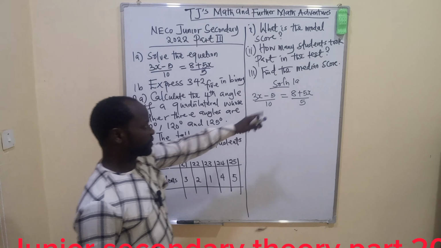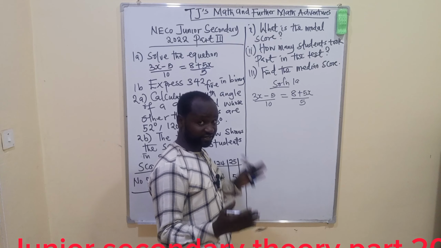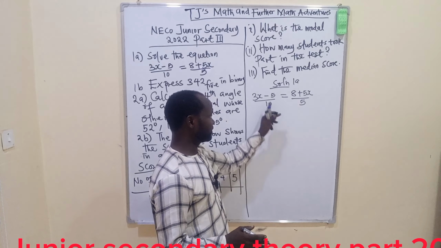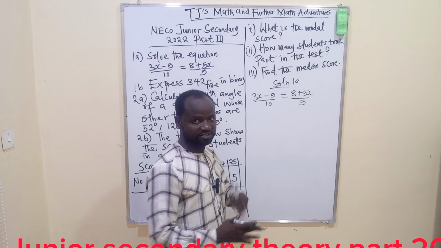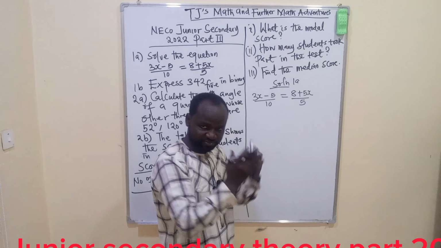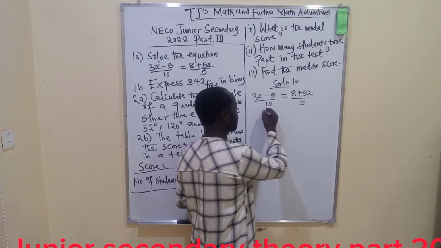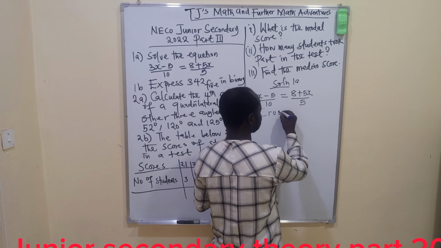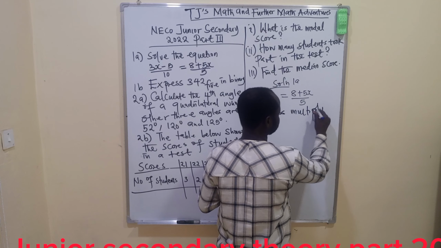Since we have only an equal sign separating the left hand side and the right hand side, we can cross multiply. Or we can find the LCM of 10 and 5 and multiply through by the LCM. That's another method, whichever way. But anytime we have only an equal sign separating the left hand side and the right hand side, we can cross multiply.